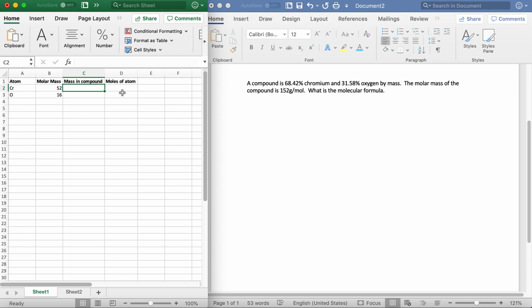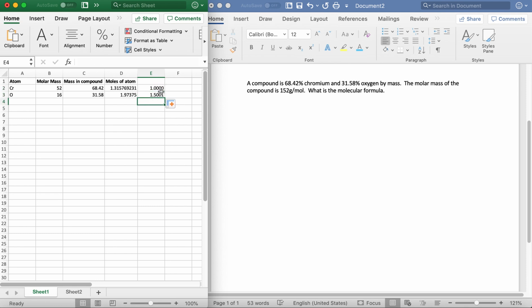The mass of chromium in my compound is 68.42 grams, and the mass of oxygen in my compound is 31.58 grams. Once again, to get the moles, we take the mass in the compound divided by the molar mass, and we do this for both rows. We find the smaller one, and we divide everything by the smallest one. So we're going to see here that chromium is the smaller one, so let's divide everything by this value, 1.315769231. Make this an absolute reference, so it divides by the same value, so that's 1.